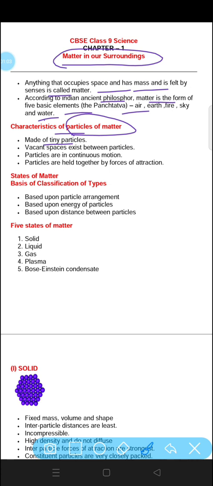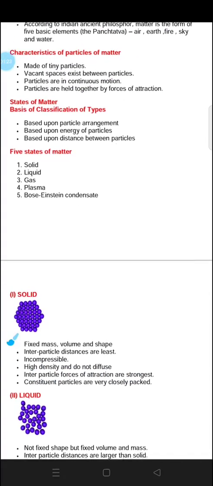Matter is made of tiny particles, they are made up of very tiny particles. Vacant spaces exist between particles, there is some space between them. Particles are in continuous motion, they keep moving continuously. Particles are held together by the force of attraction. There is some force acting between the particles by which they are attached to each other.